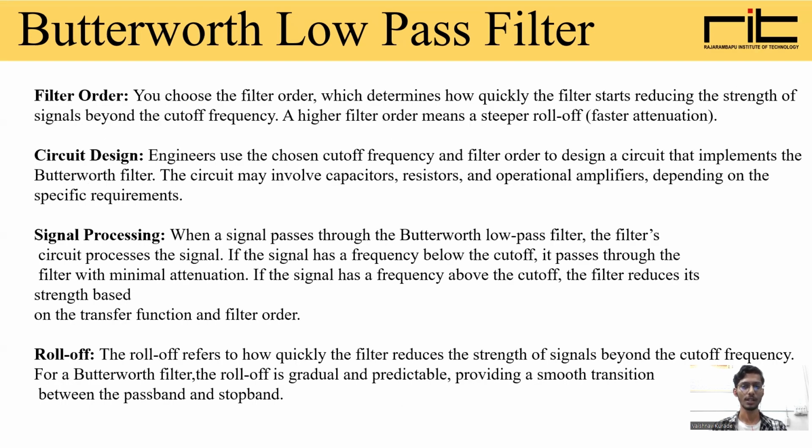Then there is a filter order. You choose the filter order, which determines how quickly the filter starts reducing the strength of the signal beyond the cutoff frequency. A higher filter order means a steeper roll-off.